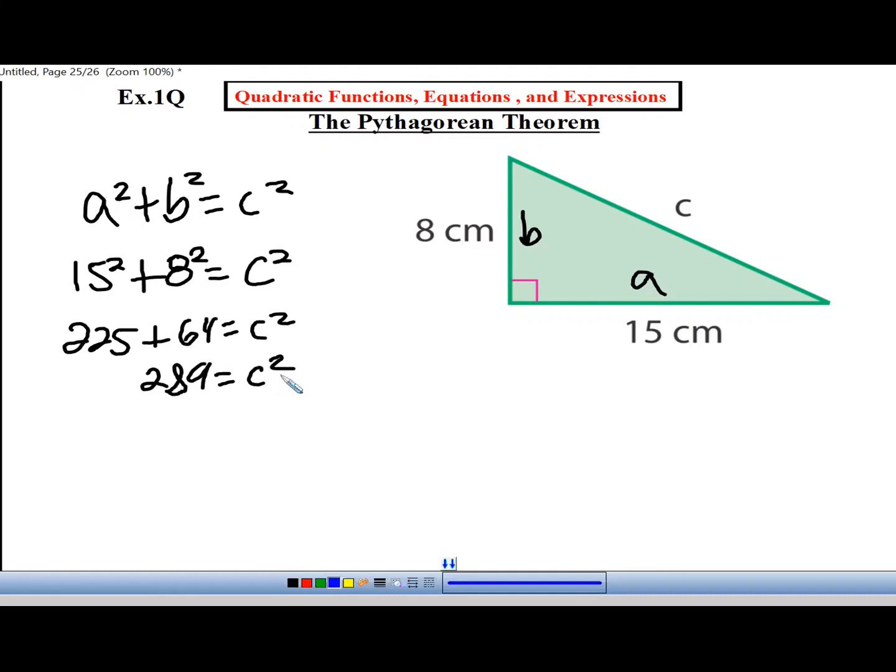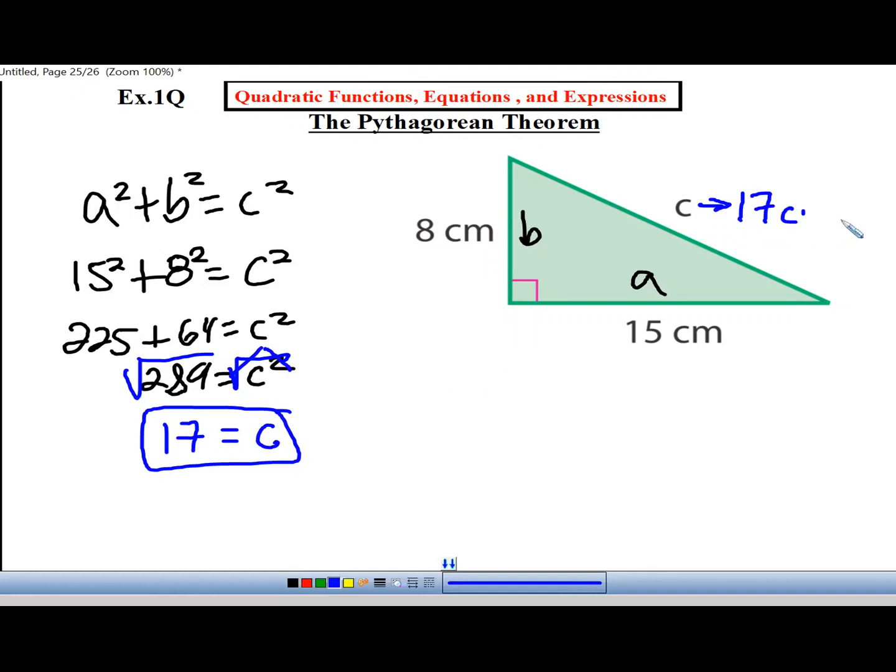And how do we get rid of this square right here? We take the square root. The square root cancels this. So therefore C is, for the sake of time, the square root of 289, which is 17. Now, do we leave it like that? Nope. At the end, we need a unit of measure. In this case, they gave us centimeters, so C is 17 centimeters. That's the measurement of the longest side. Are we there so far?